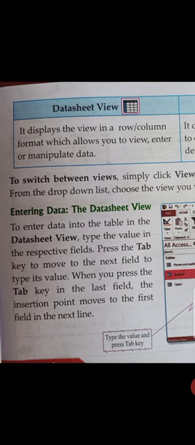Entering data in datasheet view. To enter data into the table in datasheet view, type the value in the field. Press the Tab key to move to the next field, and type its value. When you press the Tab key in the last field, the insertion point moves to the first field in the next row. If you are going to type in datasheet view, you need to type the value in the respective field, after that give the data types, and after that give the description and you can save it.